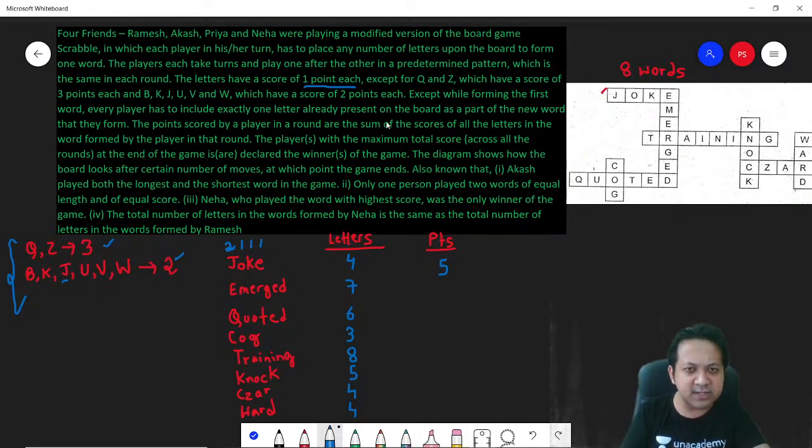I'll just make sure that I'm writing the points correctly. Q and Z are 3 points, and B, K, J, U, V, W are 2 points. I hope you're understanding. So J is how many points?